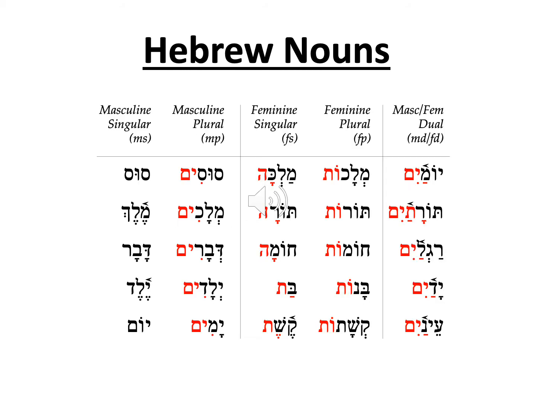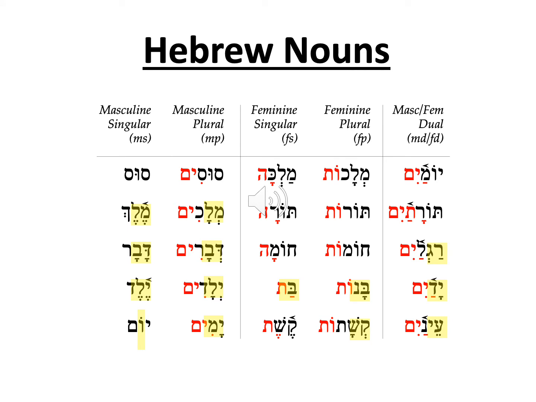Here is a complete table of nouns in Hebrew with all 6 endings: masculine, feminine, singular, plural, and dual. Feel free to reference this helpful chart. Although not foolproof, most generally, when you see a mem, it's masculine. When you see a tav or a hey, it's feminine.